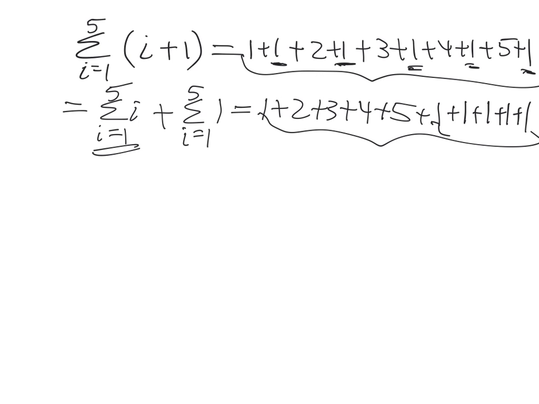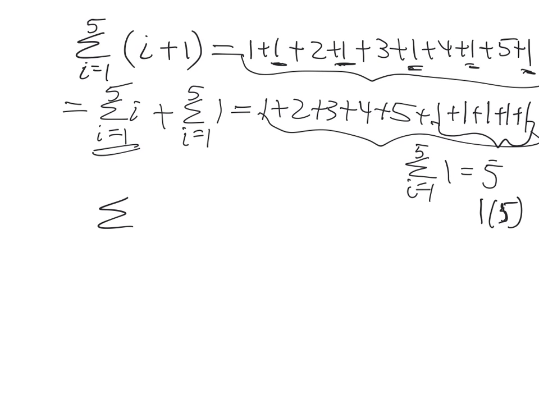Now, notice, what do we get here? This really is the definition of multiply. We're taking 1 5 times and we get the value of 5. This is where we get multiplication from. That's pretty cool. The summation of, let's say, 3, and let's go from 1 to 4.